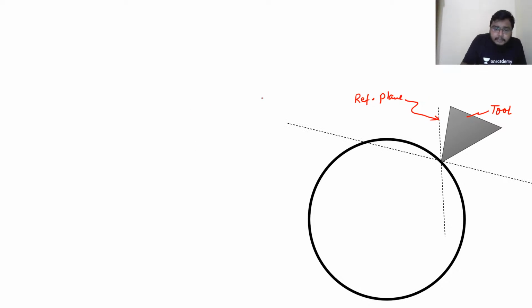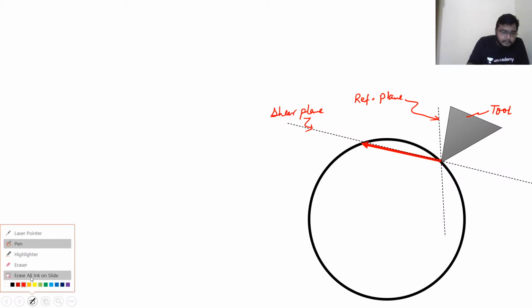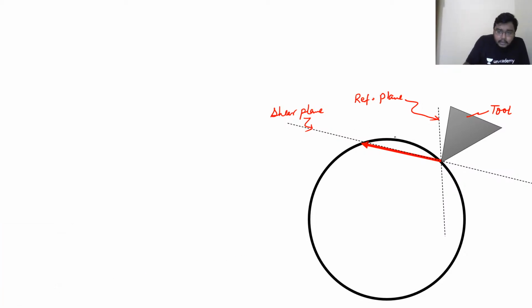This is your shear plane, and in this direction there would be a force that is acting, and this is your Fs. Clear? Now, again there is another force, that is N, that is Fn. Clear? Normal force is there.